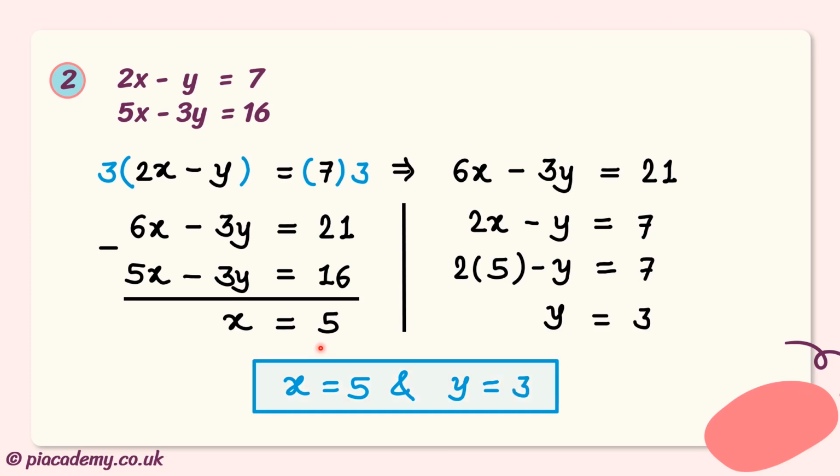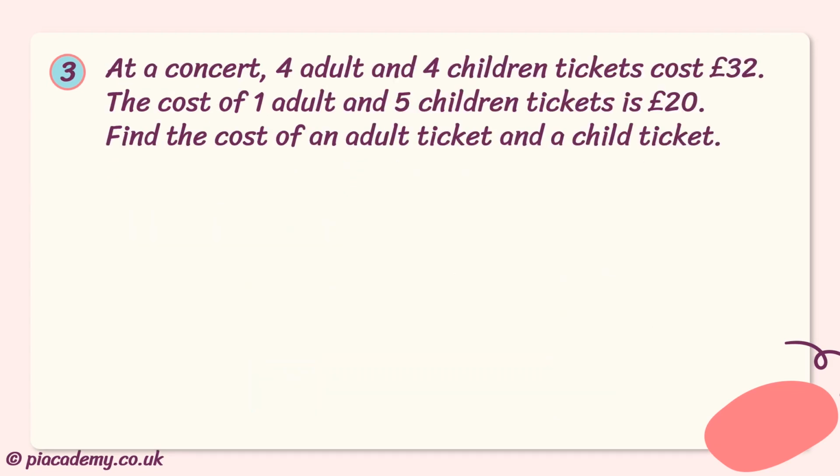Very good. We can go for word problems now. Are you ready? Question 3. At a concert, 4 adult and 4 children tickets cost £32. The cost of 1 adult and 5 children tickets is £20. Find the cost of an adult ticket and the child ticket. We need to find the cost of an adult ticket and the child ticket.